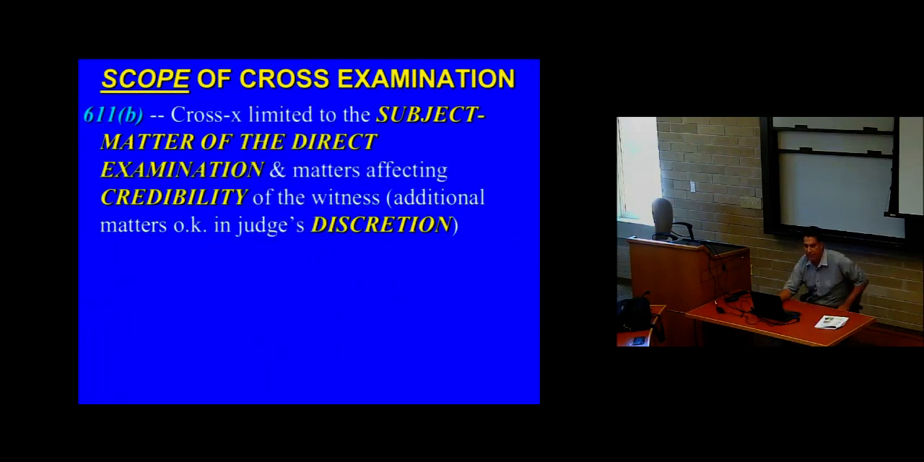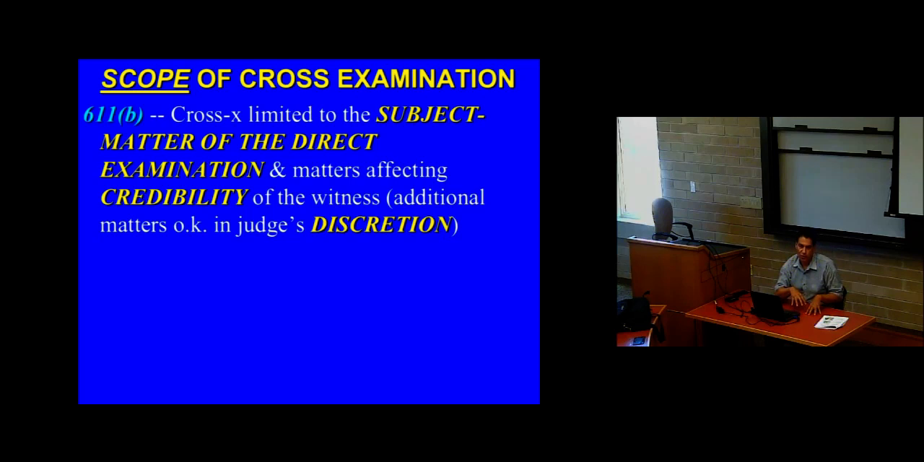Now note, under 611B, the cross-examination is limited to the subject matter of the direct examination. So if a witness is called by the prosecution on direct and they talk about the accident that took place at the intersection, the cross-examination has to deal with the accident that took place at the intersection. They can't go into other areas. They can't say how these people got into a fight 3 hours later in a bar because they were arguing about the accident, because that's not what the direct examination was about. So it has to be limited.